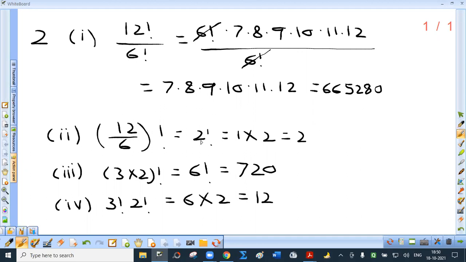Second, 12 by 6 factorial. 12 by 6 is 2. 2 factorial is 2. Third, 3 into 2 factorial. That is factorial of 3 into 2. 3 into 2 is 6. 6 factorial is the product of the first 6 natural numbers, 720. Next, 3 factorial into 2 factorial. 3 factorial is 6. 2 factorial is 2. 6 into 2, 12.